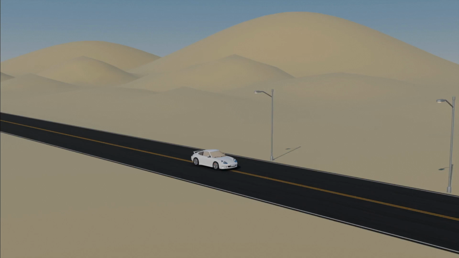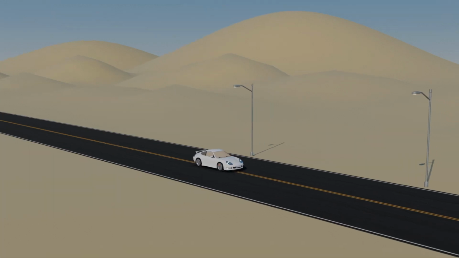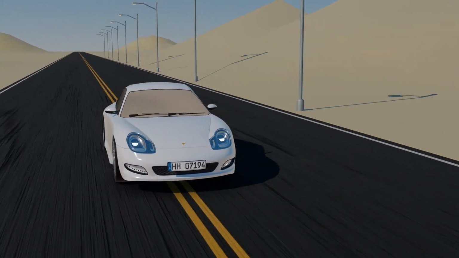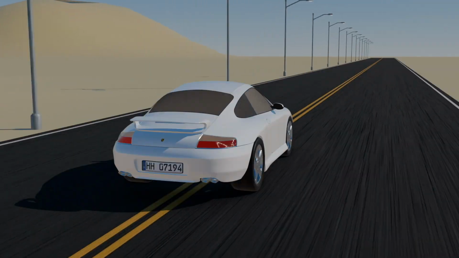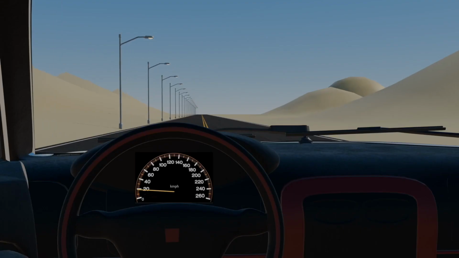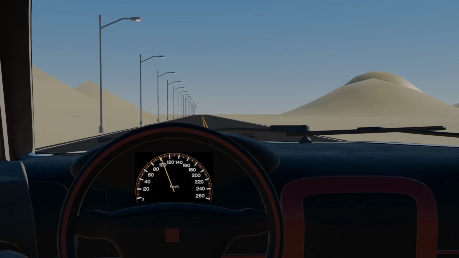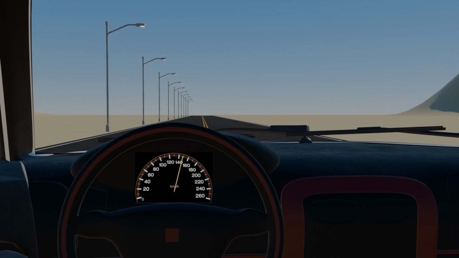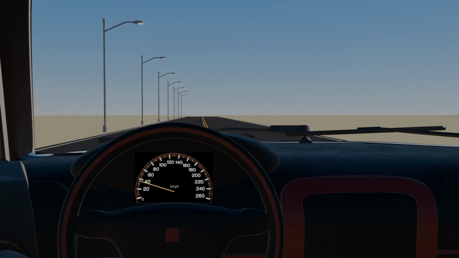Ignition is on. It is waiting to accelerate. The car accelerates rapidly, gaining speed within seconds. Now the brakes have been applied and the car has stopped. Let's observe the uniform acceleration, followed by retardation.